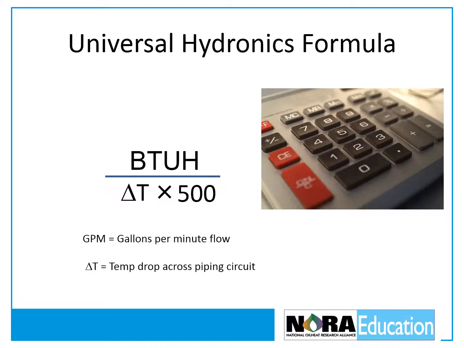The universal hydronics formula is used to calculate the correct pipe size, circulator, and heat transfer for each room. The universal hydronics formula states that gallons per minute equals BTUs per hour divided by the design temperature drop, also known as the delta T, times 500.